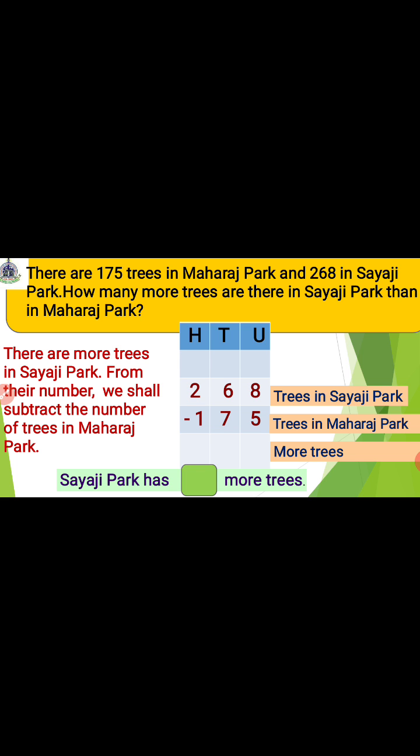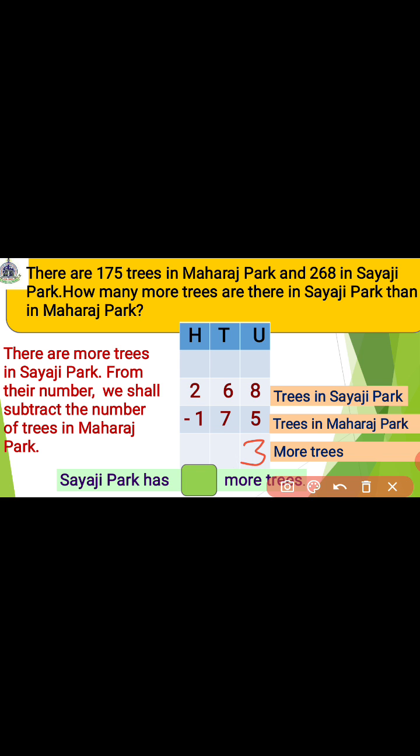So there are more trees in Sayaji Park. So we will write the Sayaji Park trees on the top. Then we will write the Maharaj Park trees at the bottom. Then we will subtract the numbers. So here we can see in the units column we got 8 and 5. 8 minus 5 is equal to 3. Here in the tens column we can see 6 and 7.